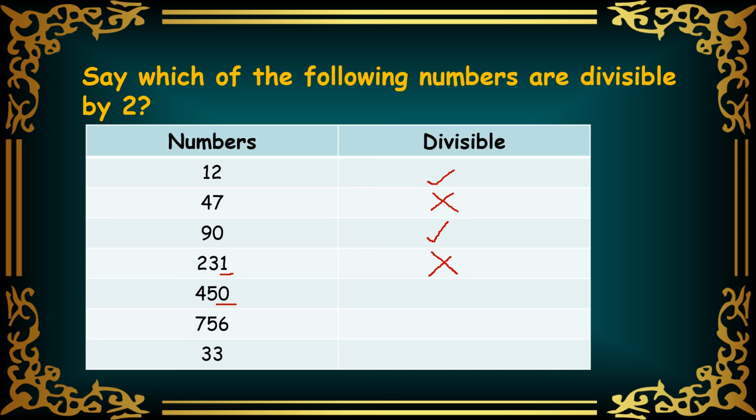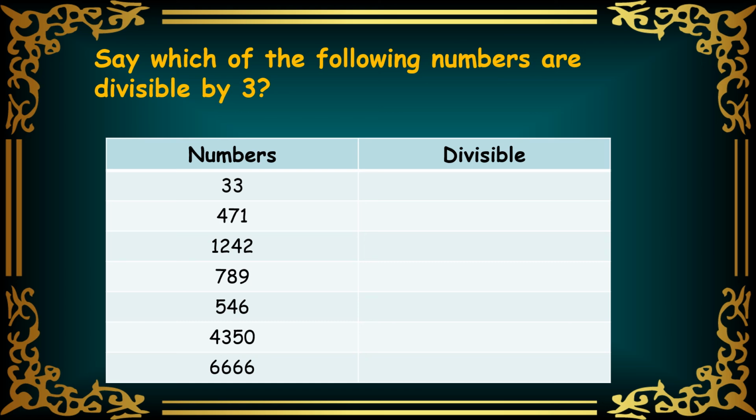450, so last digit is 0, so it is divisible by 2. 756, is it divisible? Yes, the last digit, if you see, it is 6, it is divisible. Then the last number that we have is 33. So if you see 33, it is divisible or not? The answer is no. Okay, so likewise I have a few questions prepared for you for your homework. Let us see that.